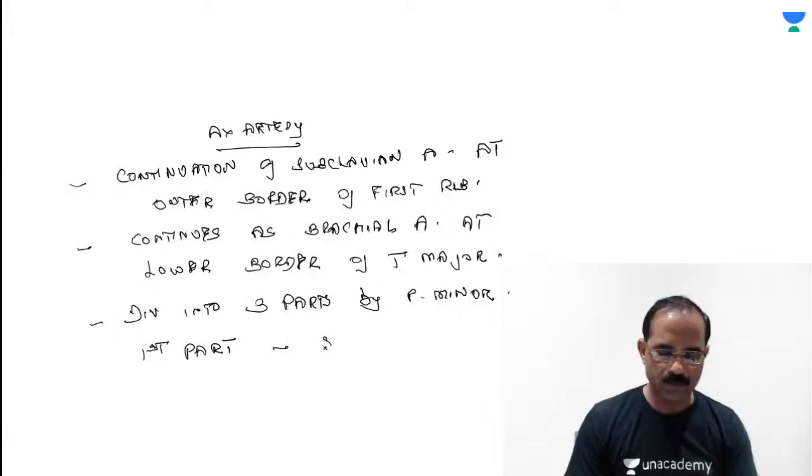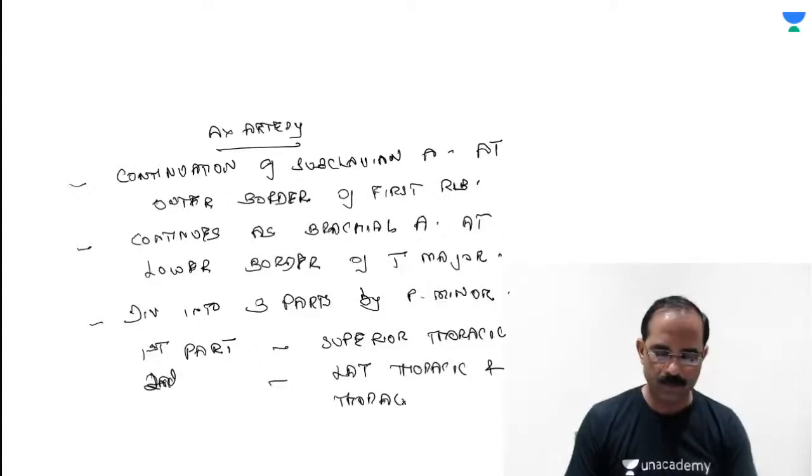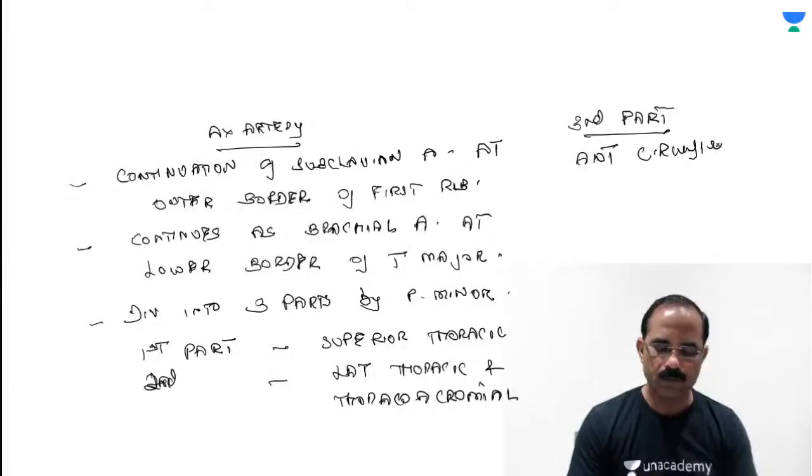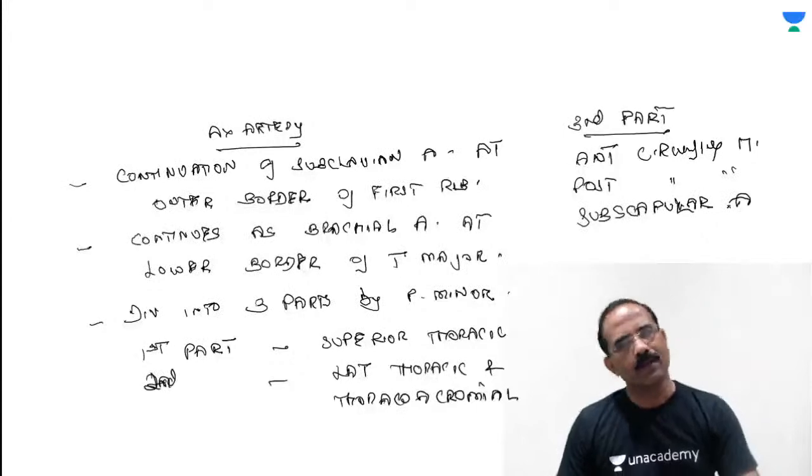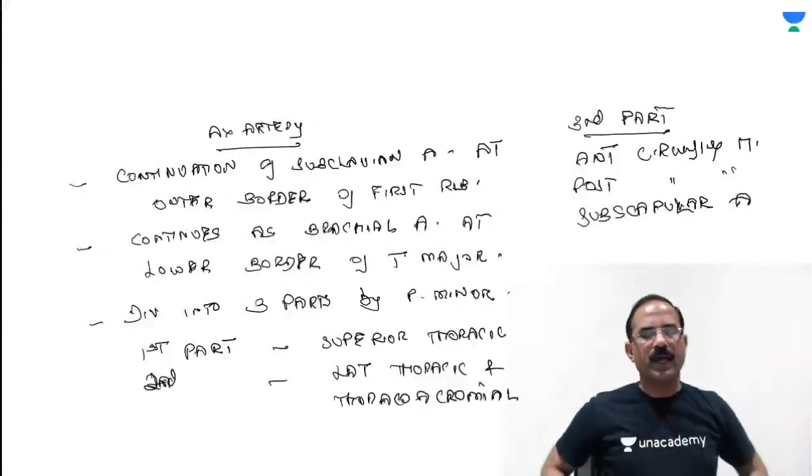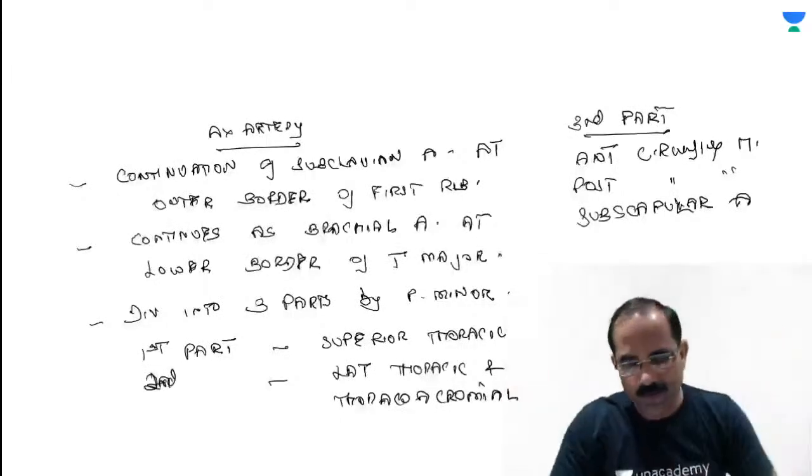First part, what are the branches? Superior thoracic. Second part, lateral thoracic and thoracoacromial. Third part, anterior circumflex humeral, posterior circumflex humeral, and subscapular. Okay, that's it. So anterior circumflex humeral, posterior circumflex humeral and subscapular artery. I hope this is clear to all of you students.